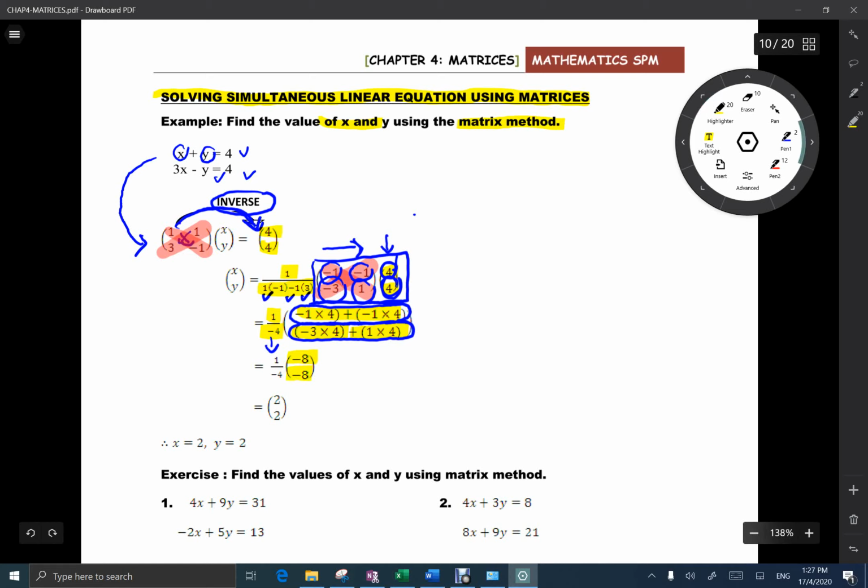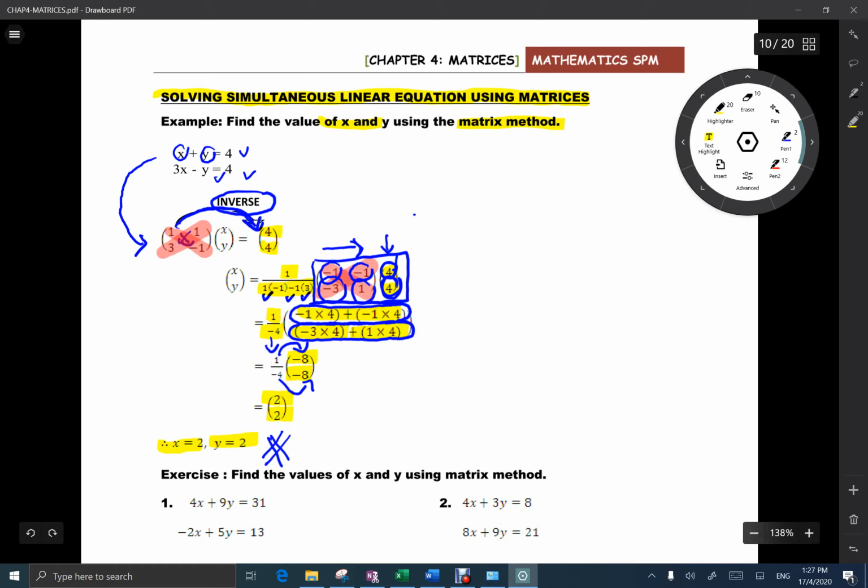So, kita solvekan negative 1 times negative 1 over 4 times negative 8 akan dapat 2. Sama lah macam ni, solvekan juga. So, akan dapat 2. So, the last step is, so therefore, our x equals 2 and y equals 2. So, this is how you solve the simultaneous equation by using matrix method.